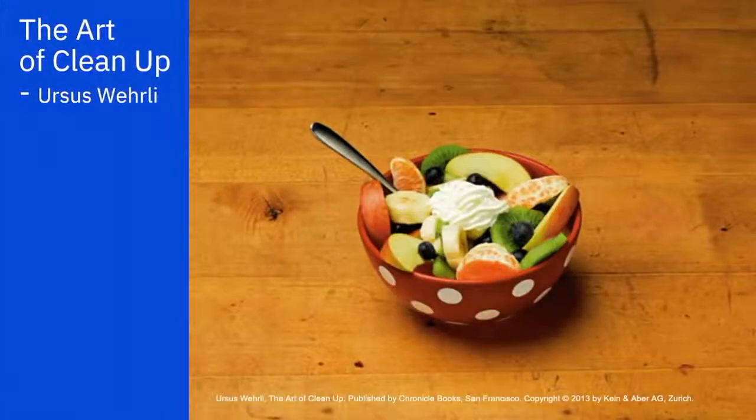So I want to tell you about an artist, and this would be good for you to have on your coffee table in your office. The artist's name is Ursus Worley. He's a German comedian and social critic, and what he does is take pieces of normal existence and deconstruct them. So I'm going to work with his two images of a fruit bowl. Here you got the fruit salad in the polka dot bowl.